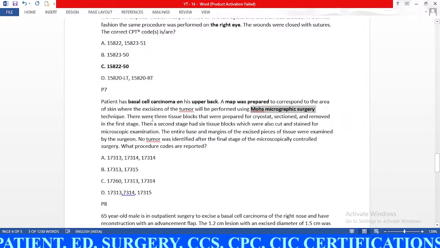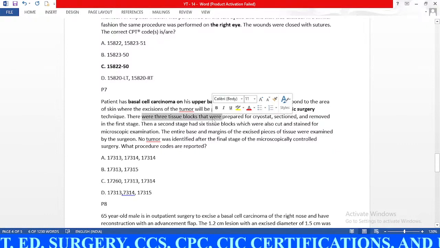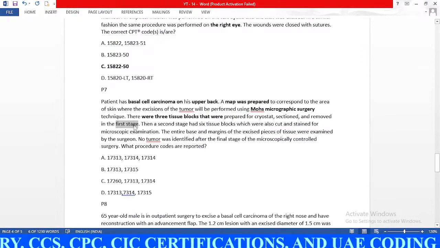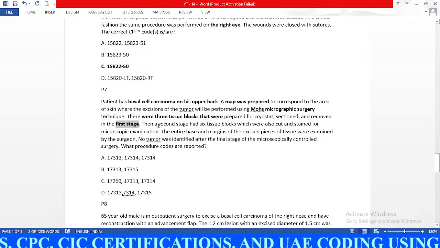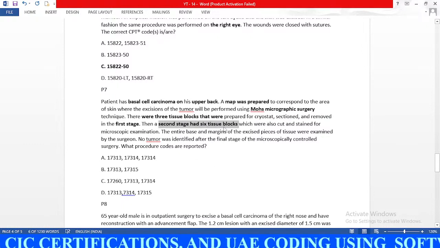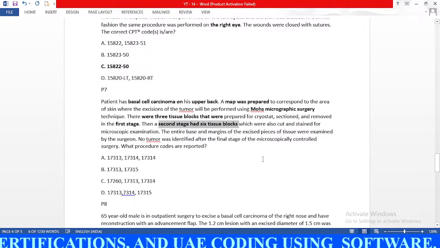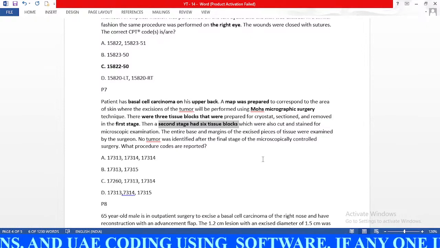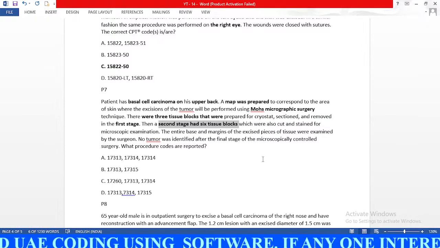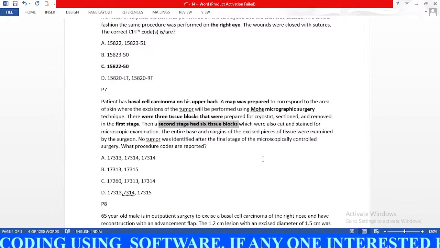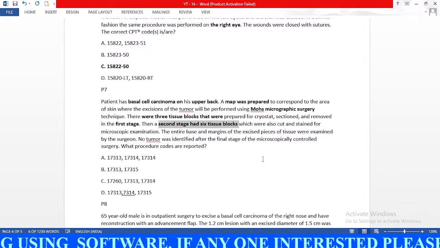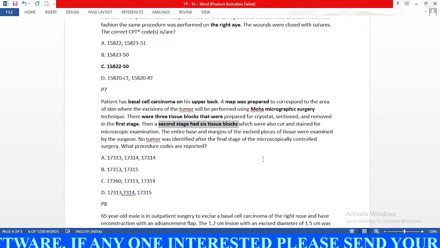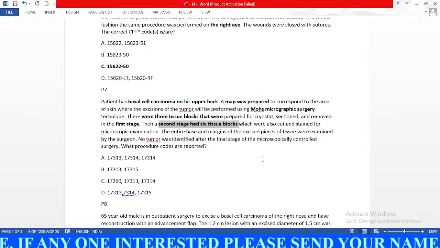There were 3 tissue blocks prepared for cryostat and removed in the first stage. So first stage, 3 tissue blocks. Then a second stage had 6 tissue blocks, which were also cut and stained for microscopic examination. The entire base and margins of the excised piece of tissue were examined by the surgeon. No tumor was identified after the final stage of the microscopically controlled surgery. What procedure codes are reported? Basically the patient is having Mohs micrographic surgery based on our question.